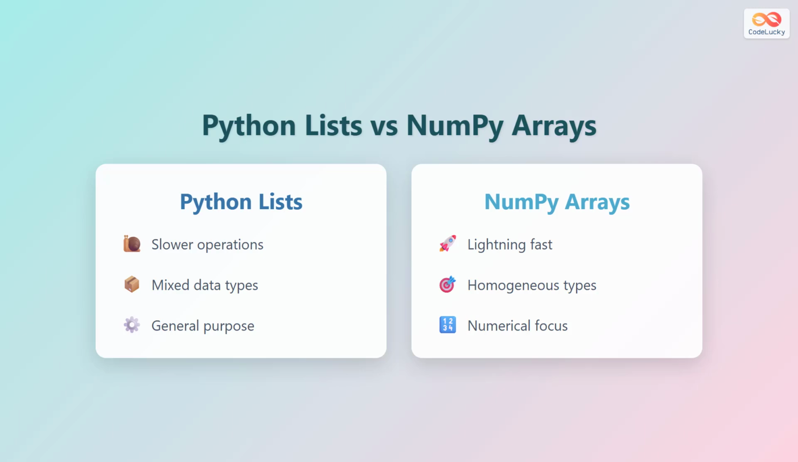Let's compare Python lists with NumPy arrays to understand the difference. Python lists are general-purpose containers that can hold mixed data types like numbers, strings, and objects together. However, they're slower when performing numerical operations. NumPy arrays, on the other hand, are lightning fast because they're optimized for numerical computations. They require all elements to be of the same type, which is called homogeneous typing. While Python lists are great for general programming, NumPy arrays are specifically focused on numerical and scientific computing tasks.